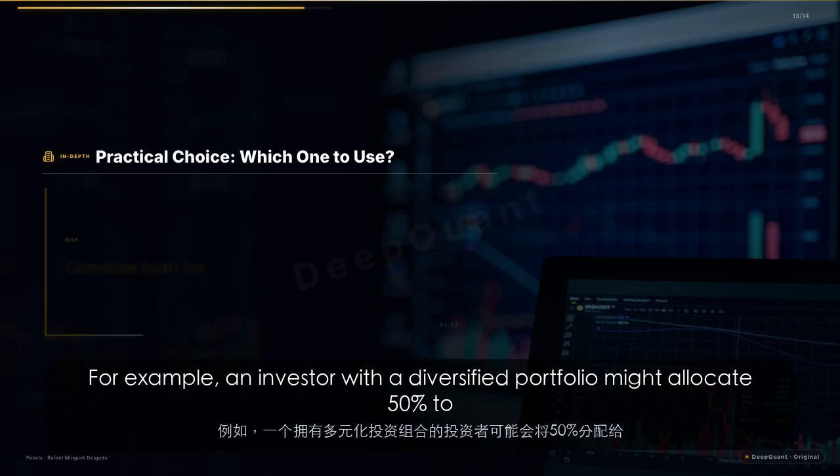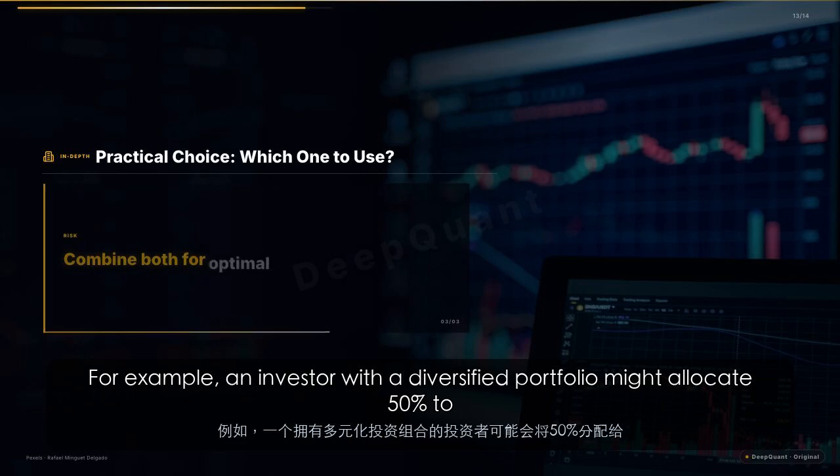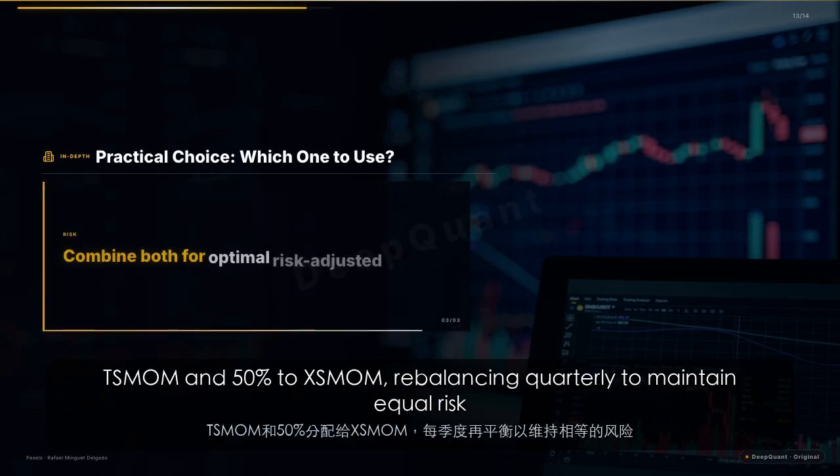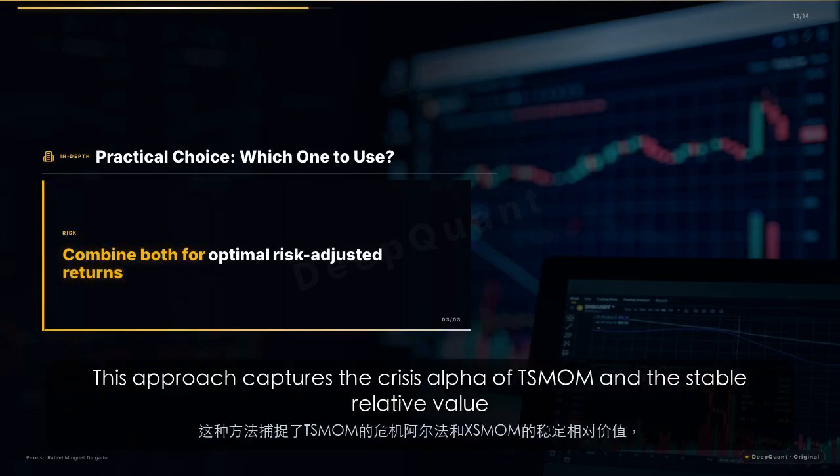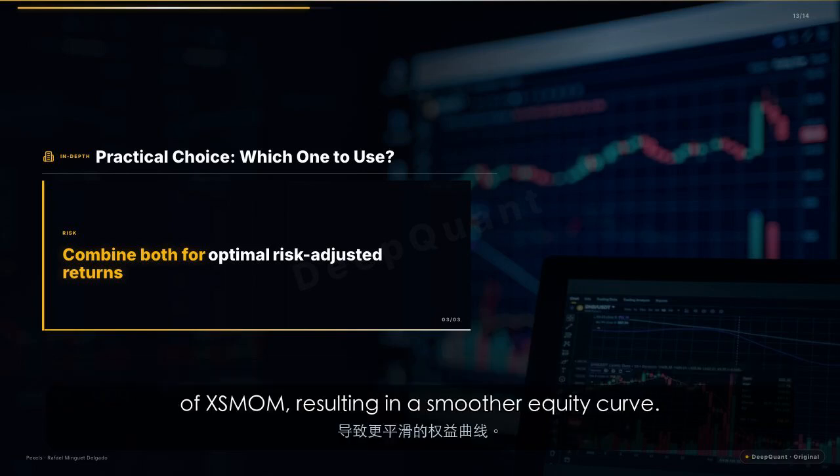For example, an investor with a diversified portfolio might allocate 50% to TSMOM and 50% to XSMOM, rebalancing quarterly to maintain equal risk contributions. This approach captures the crisis alpha of TSMOM and the stable relative value of XSMOM, resulting in a smoother equity curve.